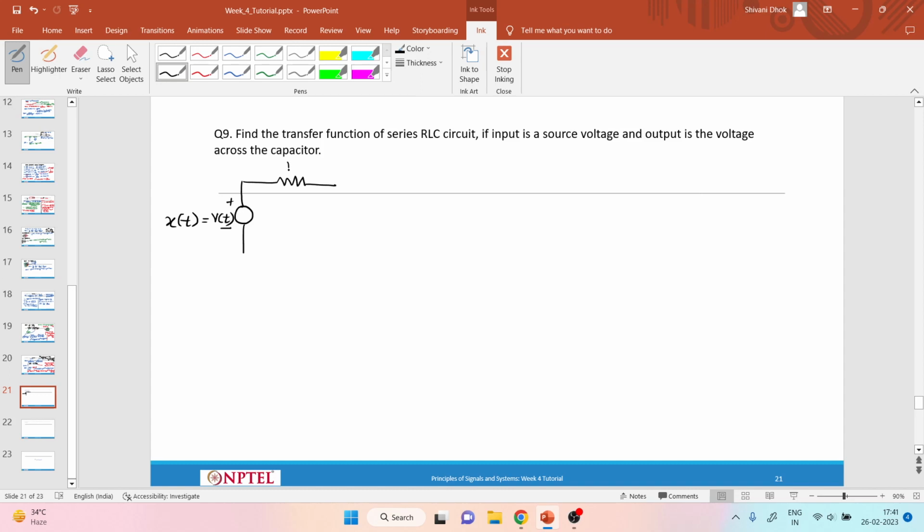So I am having a resistor R, a capacitor C, or let's say I will draw an inductor here first, an inductor L, and a capacitor C, and the output is the voltage across this capacitor, that is Vc of t, which is equal to, let's say, y of t, and we need to find the transfer function of this circuit which we are having here.